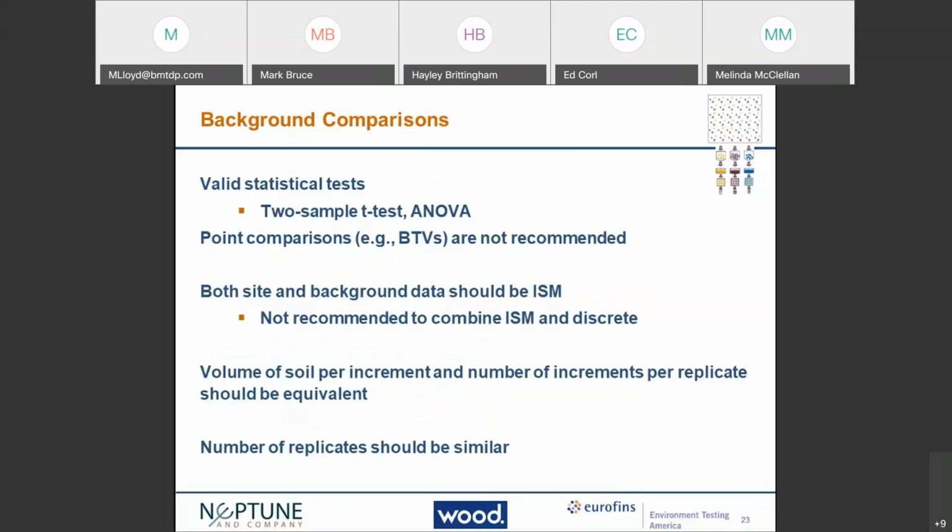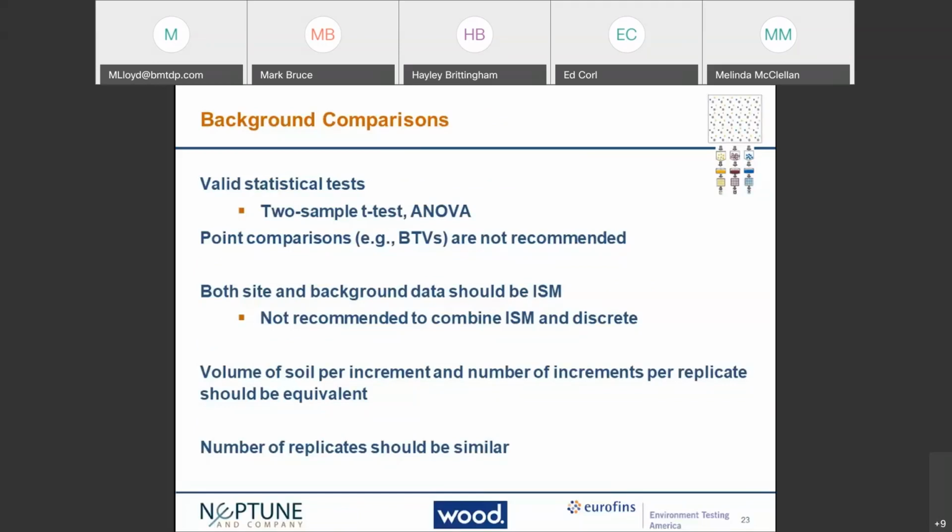Now, background comparisons are a common objective for risk assessment that ISM sampling can be used to support. ISM-2 recommends using valid statistical tests for background comparisons. So for example, using a 2-sample t-test or ANOVA if you want to compare more than one area to background concentrations. Point comparisons, like using background threshold values, are not recommended due to their lack of statistical power.